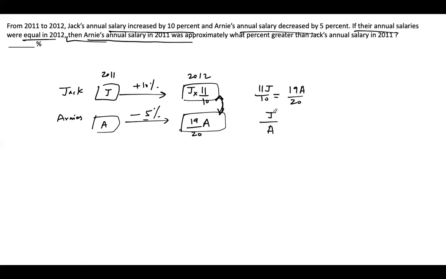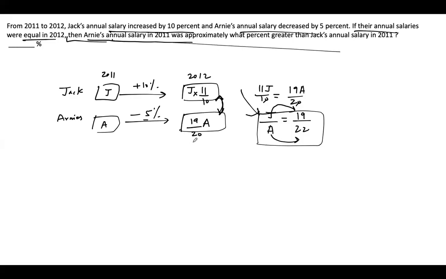Let's say J upon A. This is 190 by, or 19 by 22. Okay. You have come to this relation. So rather than assuming values, solving was easier because right now you have come to the conclusion wherein if J is 19, A is 22. And what is the question asking? By what percentage was Arnie's annual salary approximately greater than Jack's in 2011?